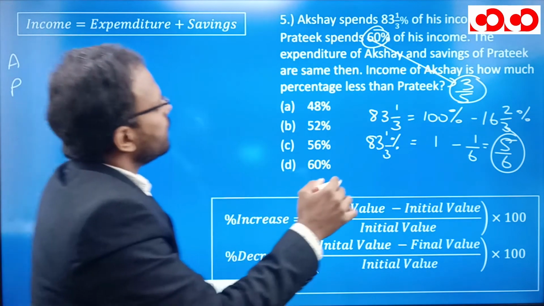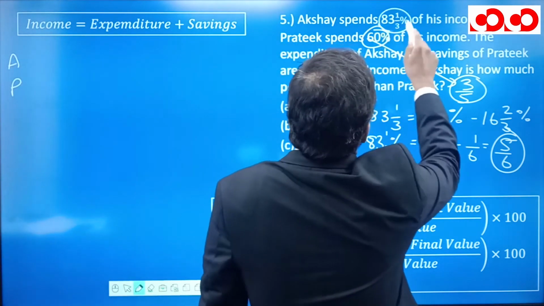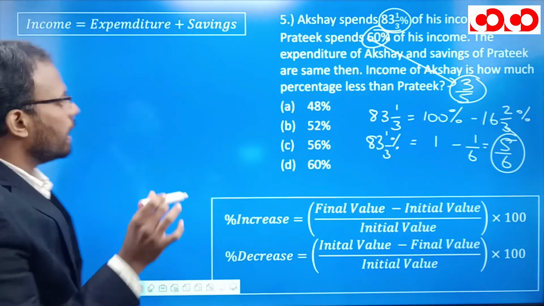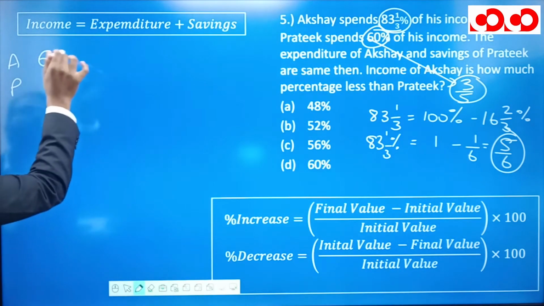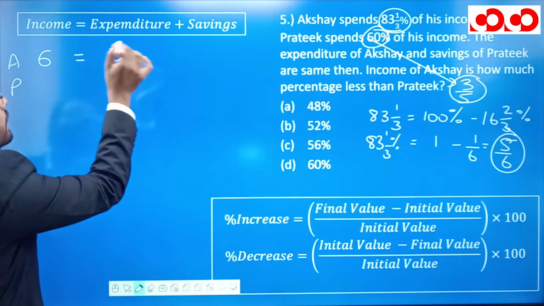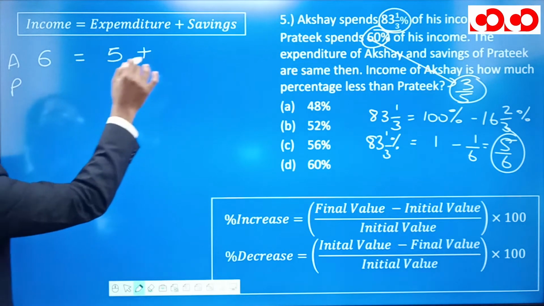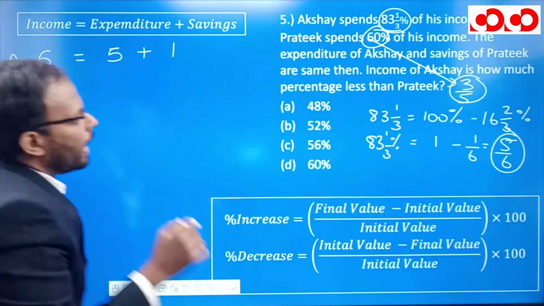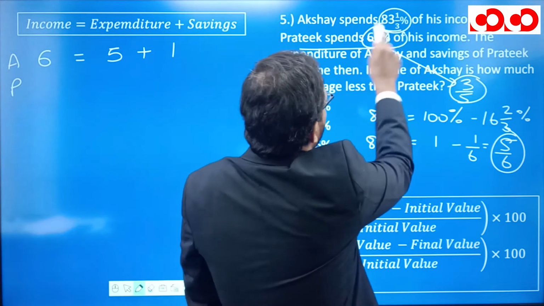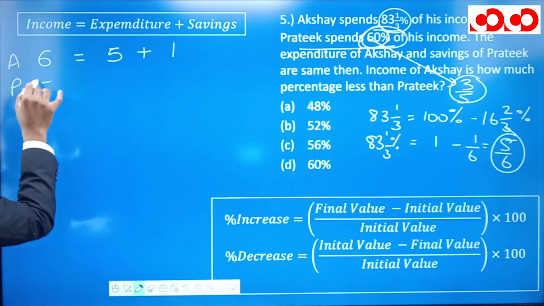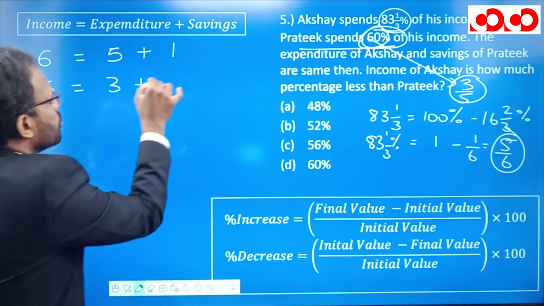First we will come here for Akshay and for Pratik. For Akshay, it is mentioned that he spends 83 1/3% of his income. It means he spends 5/6 of his income. It means that if Akshay's income is 6, then he will spend 5. That is 83 1/3% of his income. He is spending this much. So he will save 1. And Pratik spends 60% of his income, which is equal to 3/5. It means that if 5 is his income, he will spend 3. That means 2 is his savings.